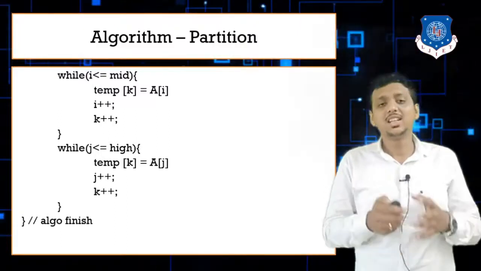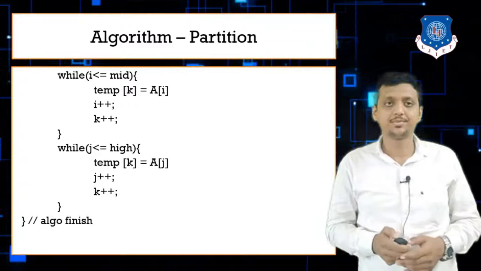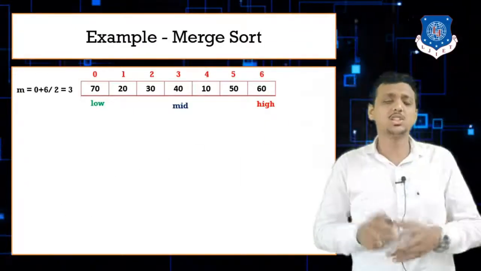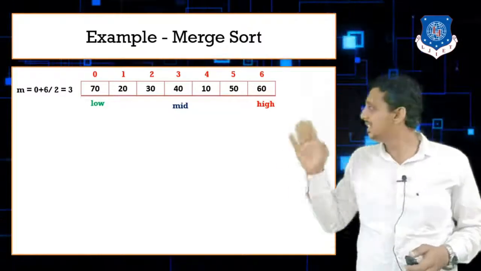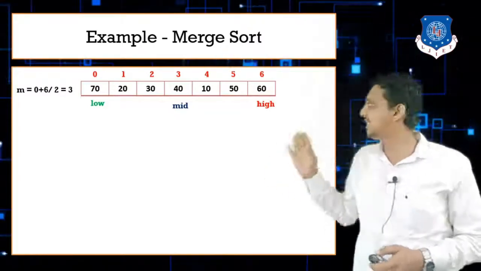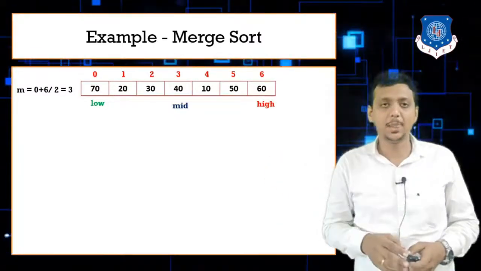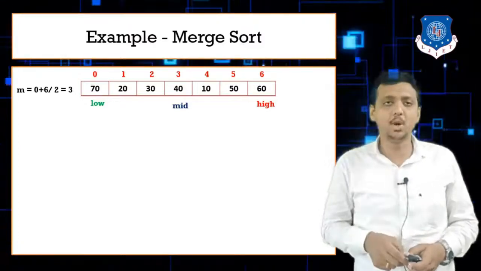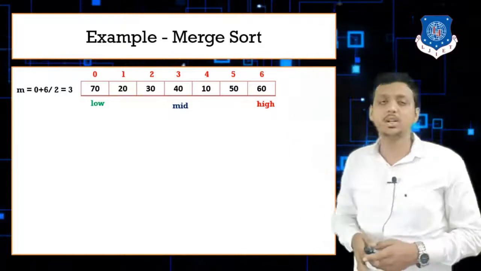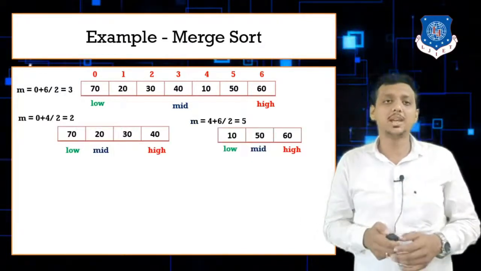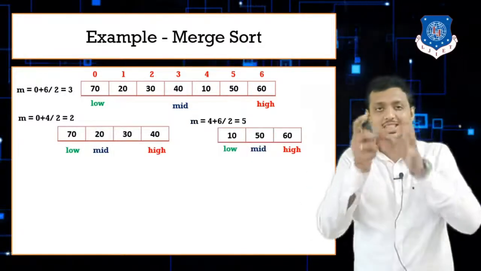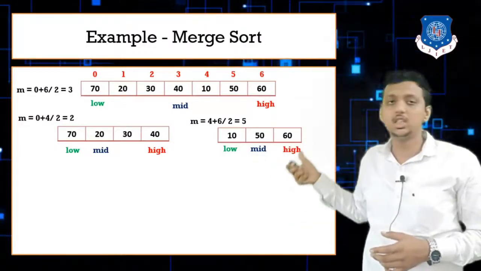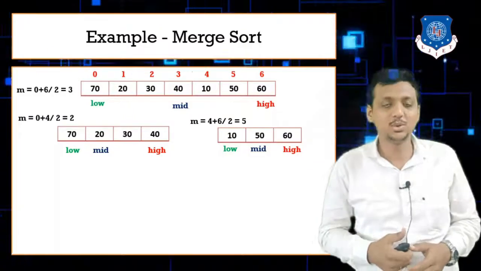Now let's see how the example works. So students, first we have the whole list. Low is at 0, high is at 6 and mid is at 3. First we find the midpoint: mid is (0 plus 6) by 2, that becomes 3. So we divide this list into 2 parts like this. Now my new low and new high are here, you can see.